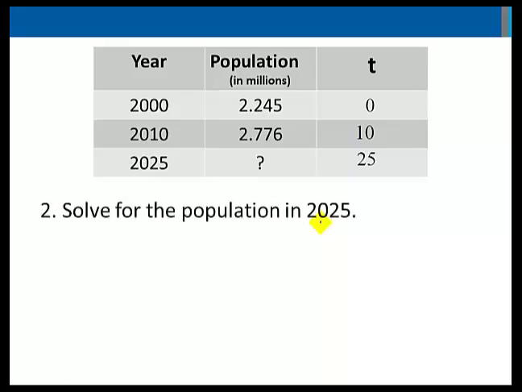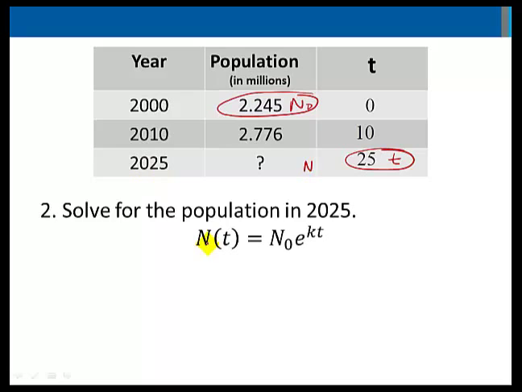Next we want to solve for the population in 2025. So I'm going to let t be equal to 25 now. N naught is still 2.245, and n will be my population in 2025, so that n is what I'm trying to find here. I also found k, so I know what k is. I know what all my values on the right-hand side of the equation are.